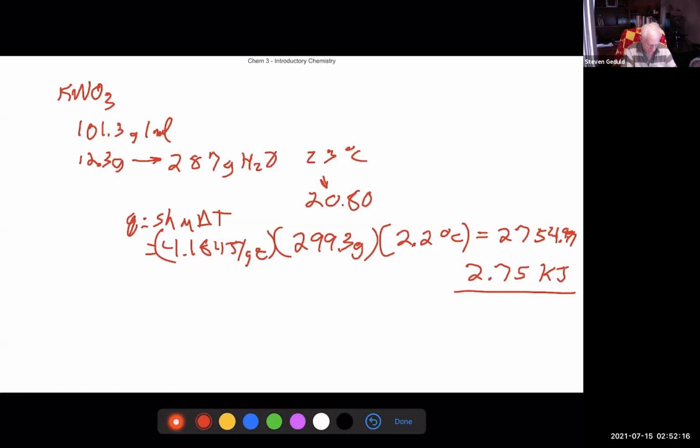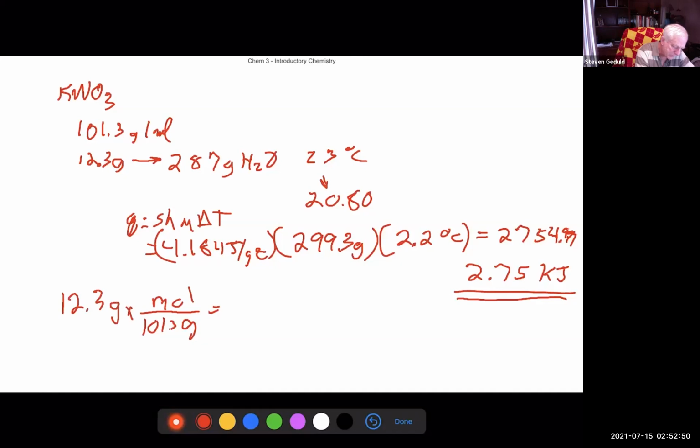And it wants, what is the enthalpy of the reaction? Delta H is a change per mole. So it's 2.75 kilojoules and it's per mole of potassium nitrate. That's your equation. So we have to know how many moles of potassium nitrate we have. We have 12.3 grams of potassium nitrate. And how many grams per mole? It gave us that as 101.3.